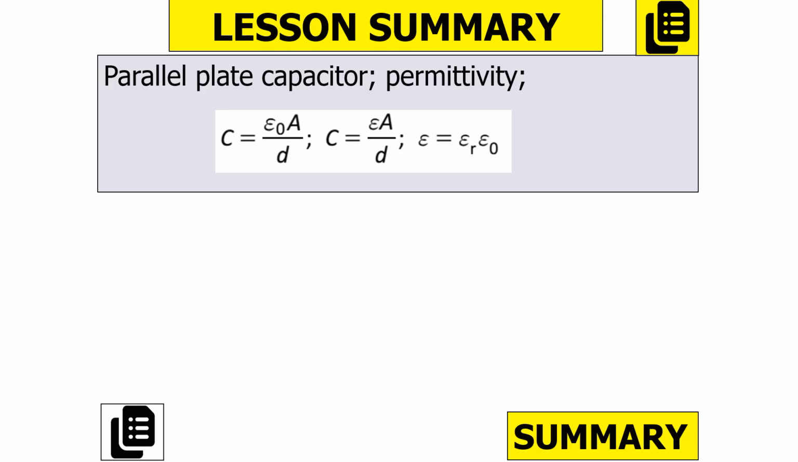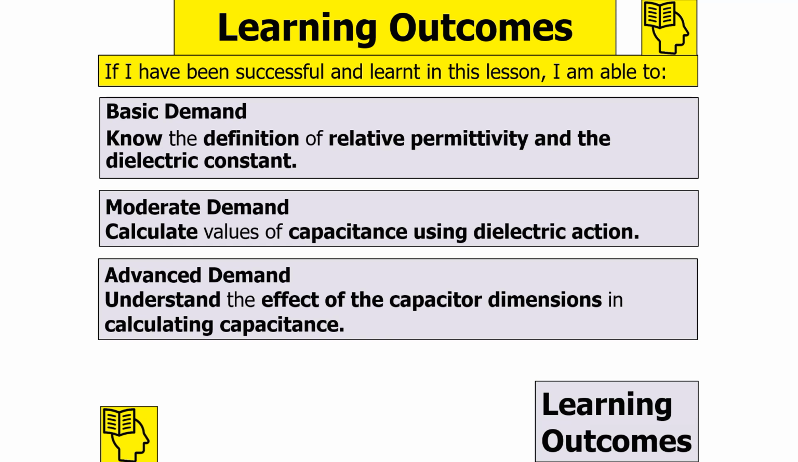So to summarise what we've looked at in today's lesson, we've looked at the concept of a parallel plate capacitor. We've looked at the idea of permittivity and that C is equal to ε0A over D or equal to εA over D, where ε is equal to εr times ε0. So if we've been successful in today's lesson, we should know the definition of relative permittivity and the dielectric constant. We should be able to calculate values of capacitance using dielectric action, and we should also understand the effect of the capacitor dimensions in calculating capacitance.